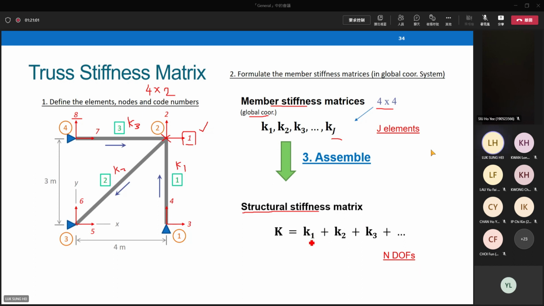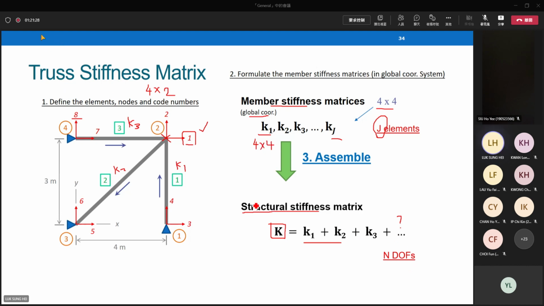In general, mathematically, we can express this using an addition operation, k1 plus k2 plus k3, and so on, depending on how many elements we have. You have j elements in this example. Then what is the dimension of K? K1, K2, they are 4x4.